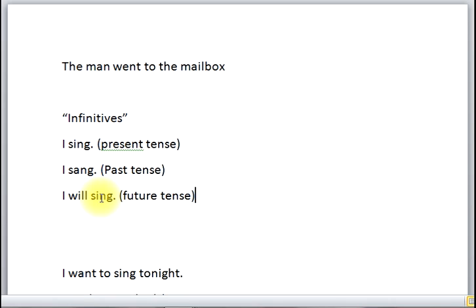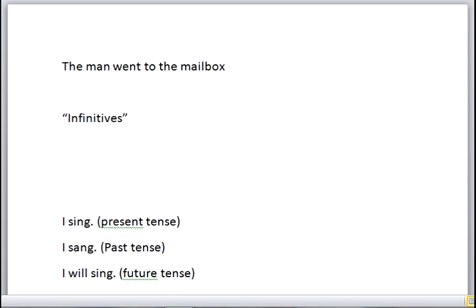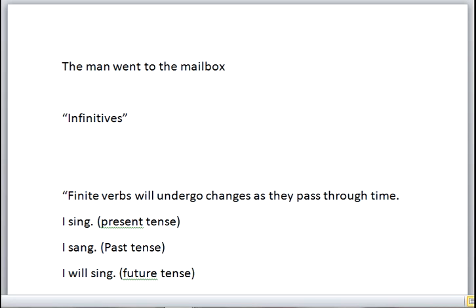And it's going to change. It depends on the boundaries of the time that you put on it. Okay? So these are not infinitives. These are finite. So I'm going to go down here and say, finite verbs will undergo changes as they pass through time, through tenses. Time and tense is the same thing: past tense, future tense, present tense, that sort of thing.